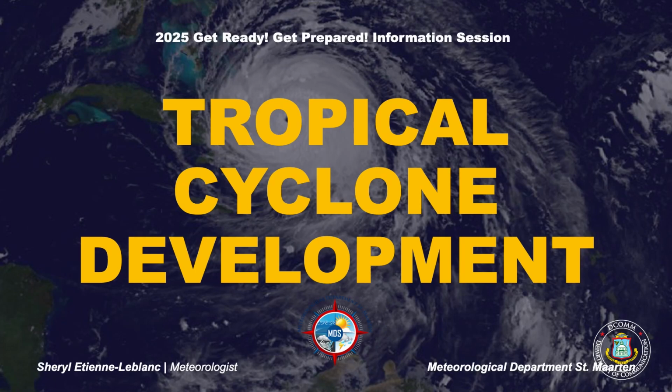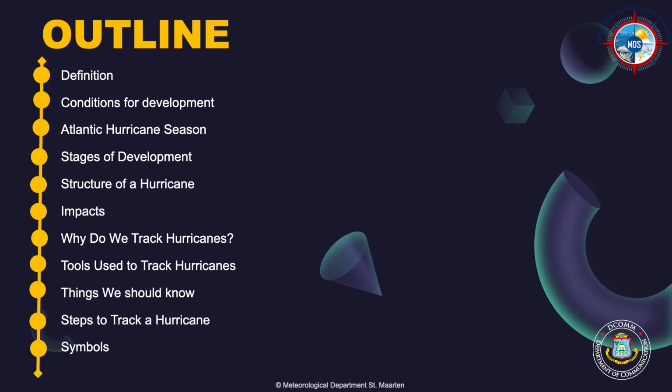Okay, here is the outline of what we are going to talk about tonight: the conditions for the development of tropical cyclones and hurricanes, the Atlantic hurricane season, stages of development, the structure of a hurricane, how a hurricane is built, the impacts, why do we track hurricanes, and then we have an exercise where you are going to track a hurricane, the tools that we use, the things we should be aware of, and the different symbols. Okay?